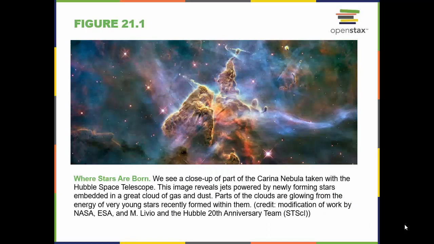In this first picture, we show where stars are born. We see a close-up of part of the Carina Nebula, taken with the Hubble Space Telescope. What we're seeing are these jets powered by newly formed stars embedded in a great cloud of dust and gas. And parts of the clouds are actually glowing from energy of the very young stars that recently formed within them.